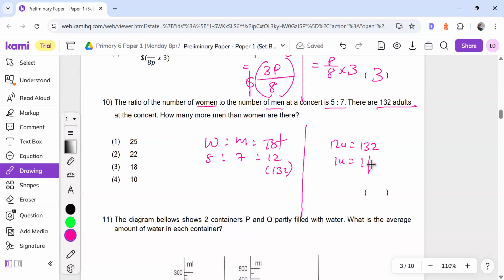How many more men than women? So 7 minus 5, that will be 2 more units. So 11 times 2, 22 more men than women. So the answer is number 2. Okay?